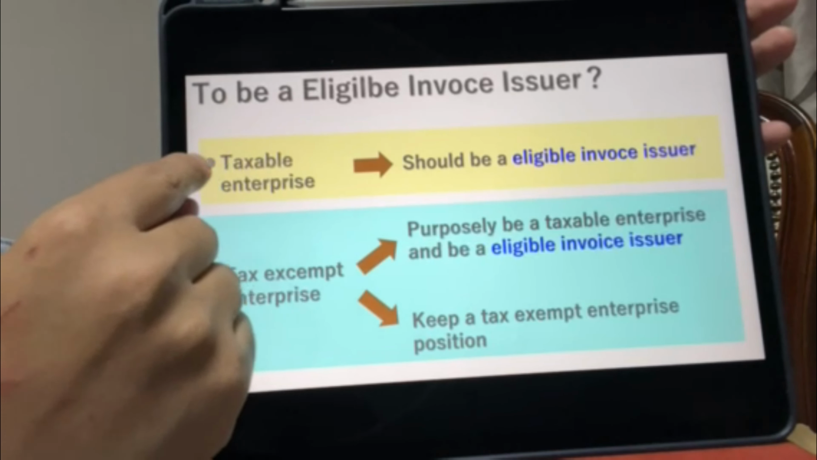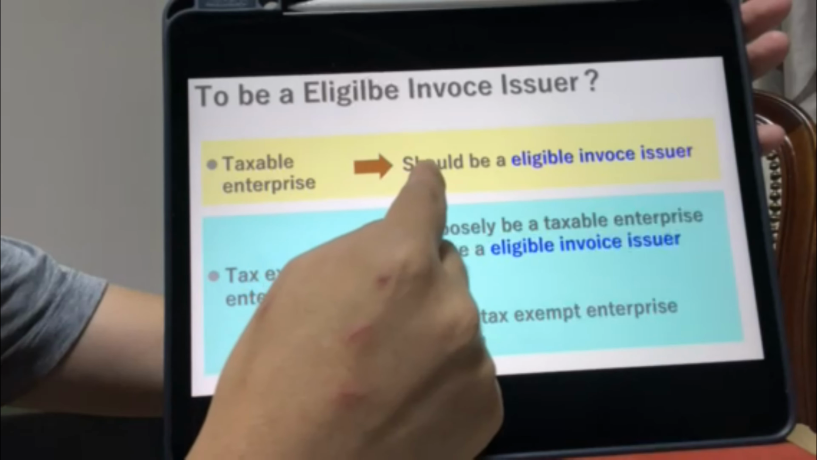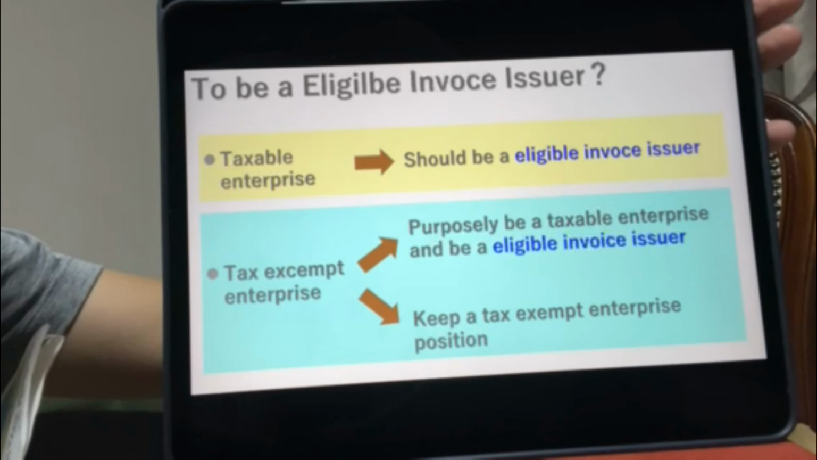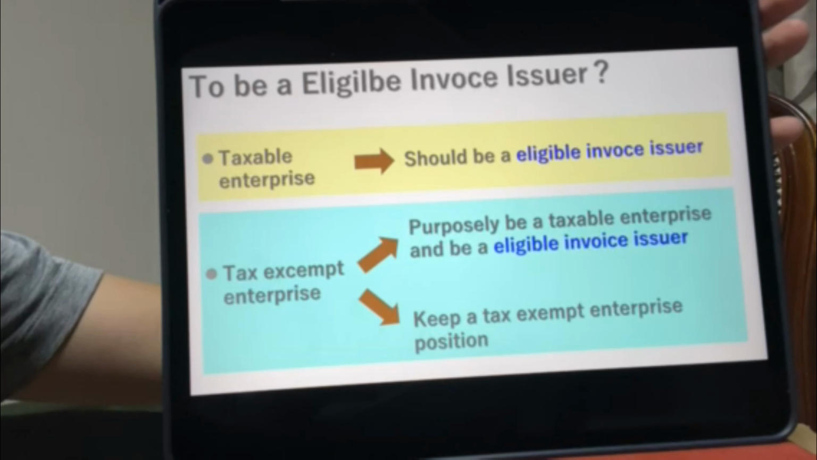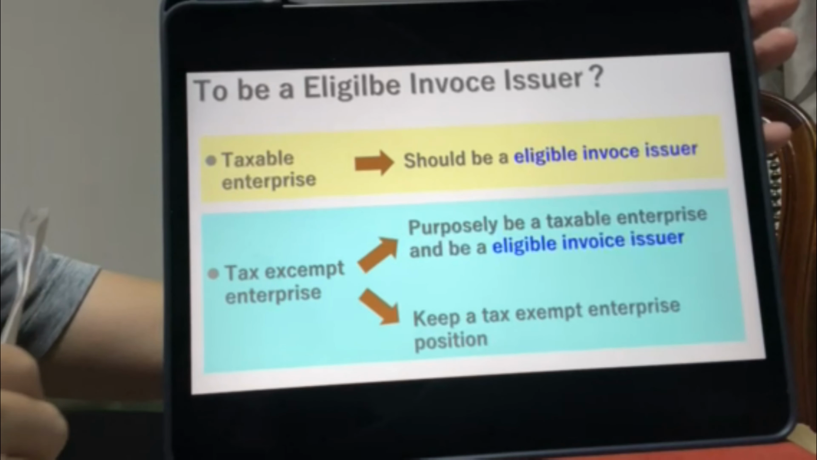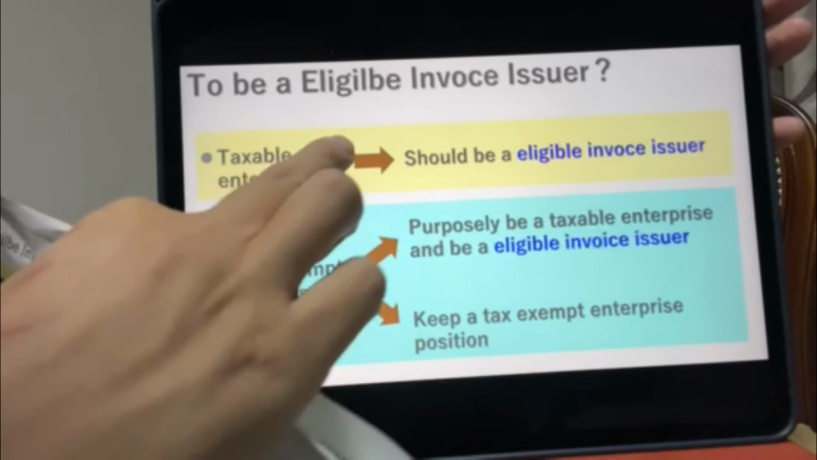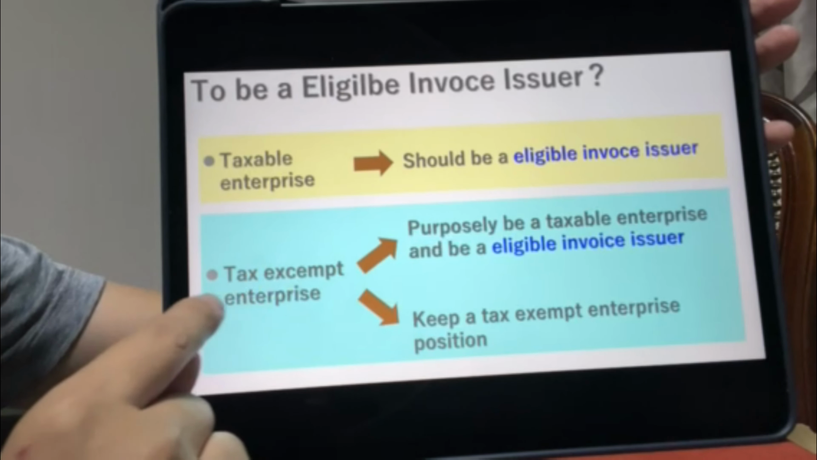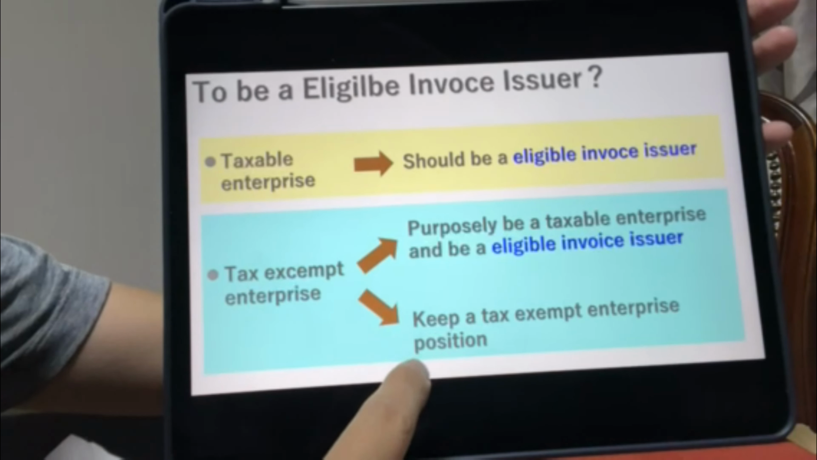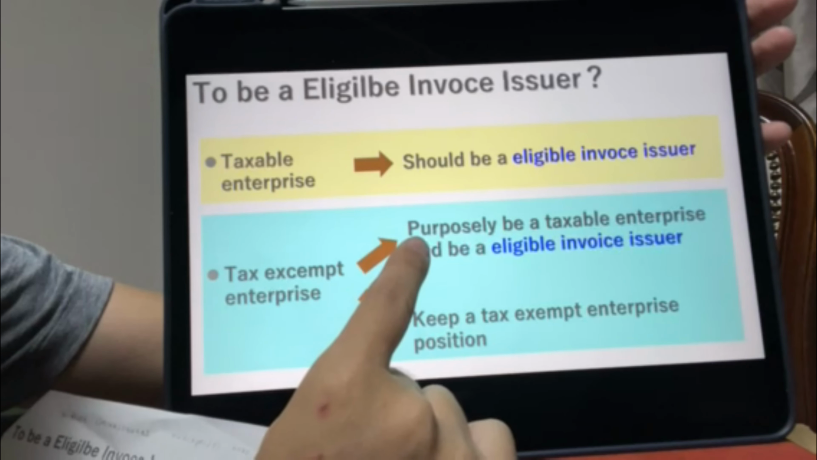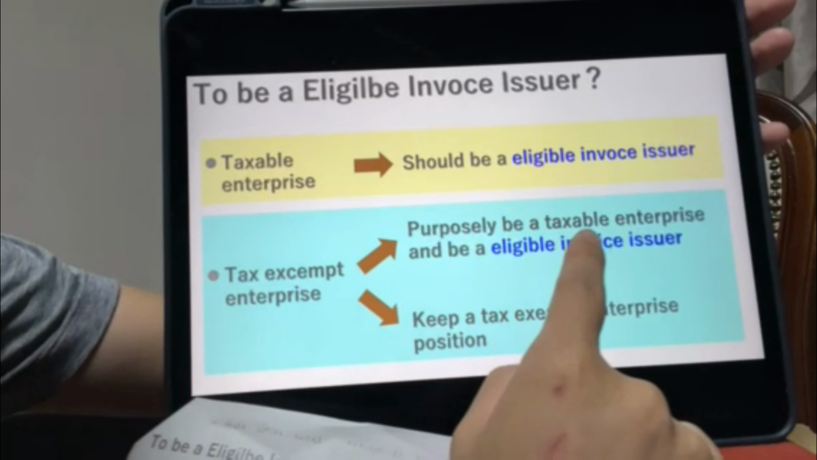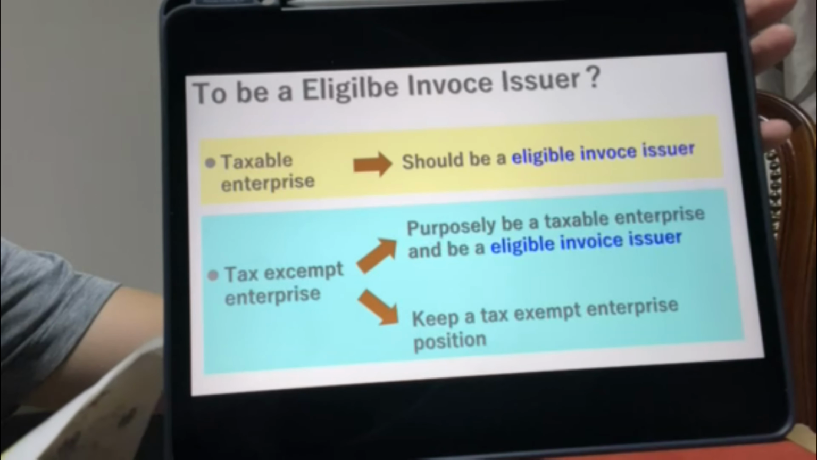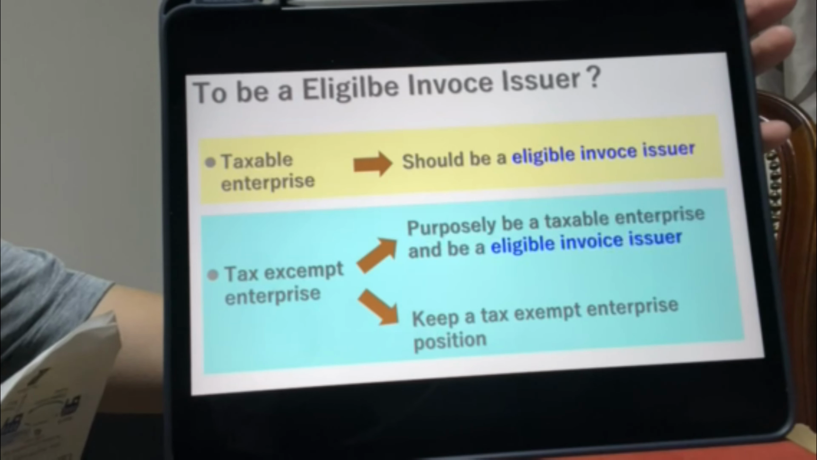In the case of a taxable enterprise, they should become an eligible invoice issuer because they already pay consumption tax to the tax office, so the tax burden doesn't increase. In the case of a tax-exempt enterprise, it's a very difficult choice. The first choice is to purposely become a taxable enterprise and an eligible invoice issuer. By doing so, they can continue trading.